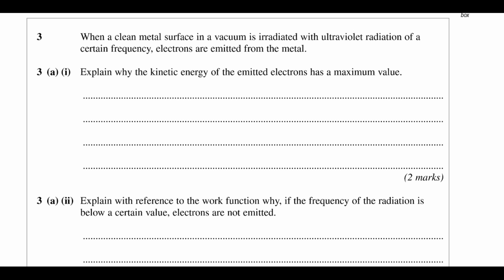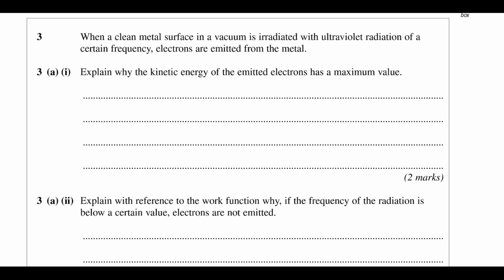So we've got a clean metal surface in a vacuum, and it's being irradiated with ultraviolet radiation. So already in my head I'm thinking this is the photoelectric effect, and they're being irradiated with a certain frequency and electrons are being emitted, so it is the photoelectric effect. Explain why the kinetic energy of the emitted electrons has a maximum value.